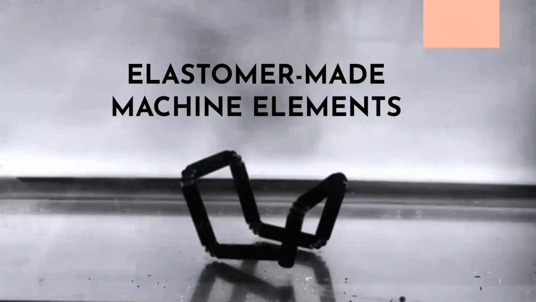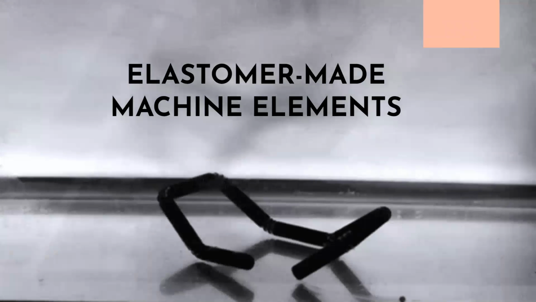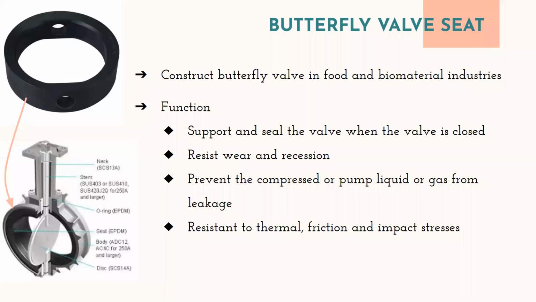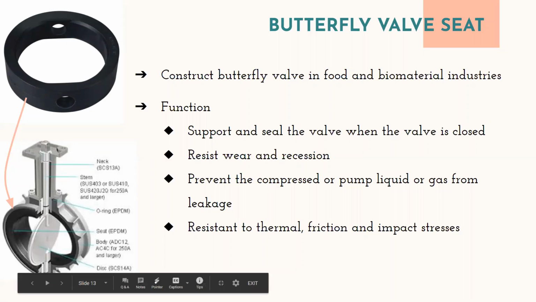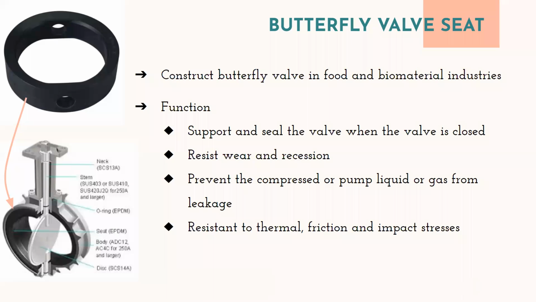So now we discuss the elastomer-made machine elements. The first machine element that I'm going to discuss is the butterfly valve seat. The elastomer is used to construct the butterfly valve in the food and biomaterial industry. The functions are to support and seal the valve when the valve is closed, to resist the wear and erosion when it is in operation, to prevent the compressed or pumped liquid or gas from leakage, and besides, it is also resistant to thermal friction and impact stresses.